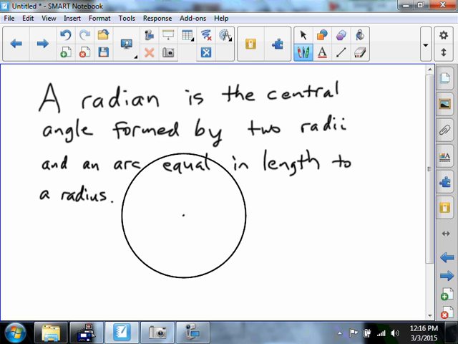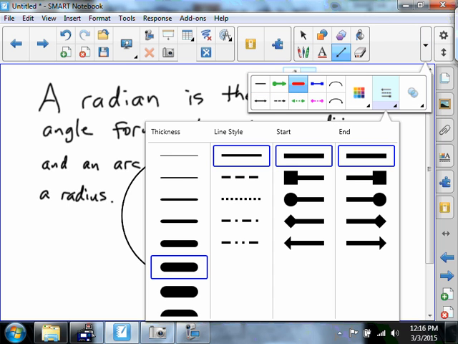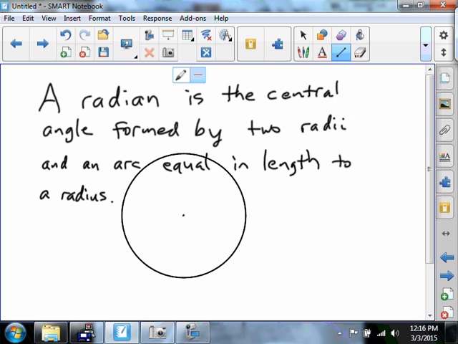So, what's that thing called if we go from the center to the side with a straight line? What's one of those called? That's a radius, yeah. So, I'm going to make this line a little thinner. So here's a radius. Okay. And then I need another radius like that, maybe.